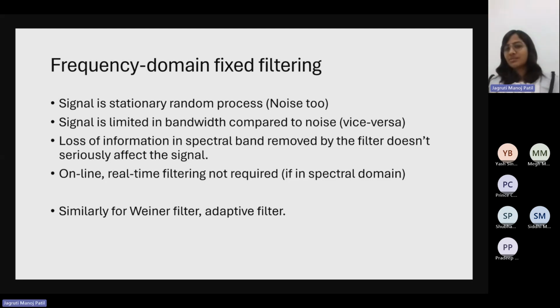So that's not always preferable, because frequency domain filtering is what people prefer, so that you get more information about the signal. So similarly for the Wiener and adaptive filter, this is all stationary, limited, should be optimal, the information loss should be less, everything follows.